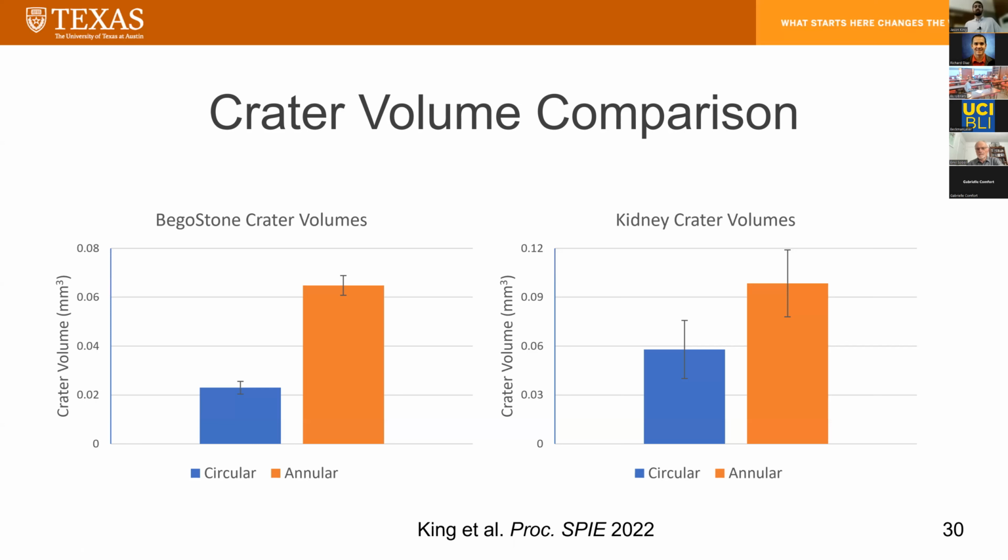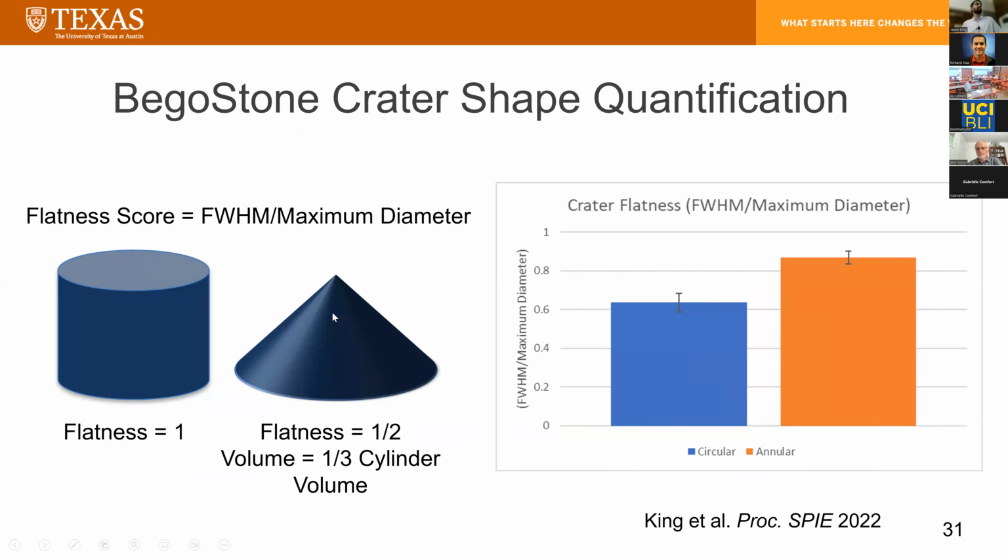Next, to quantify the crater shape, we looked at the crater flatness, which we defined as the width at half of the depth, or the full width half max, versus the diameter at the surface. So a flatter crater has the same diameter at half as it does at the surface, so it would have a flatness of 1, where a conical crater on the opposite extreme would have a flatness of 1/2. And as we expected, we get these much flatter craters for the annular beam.